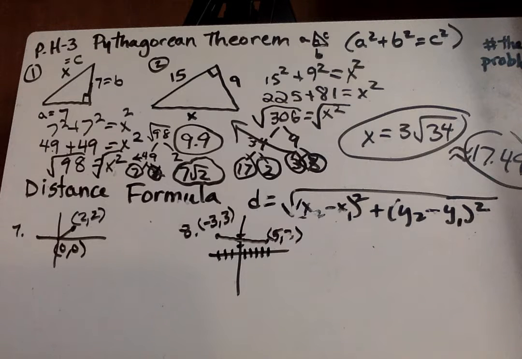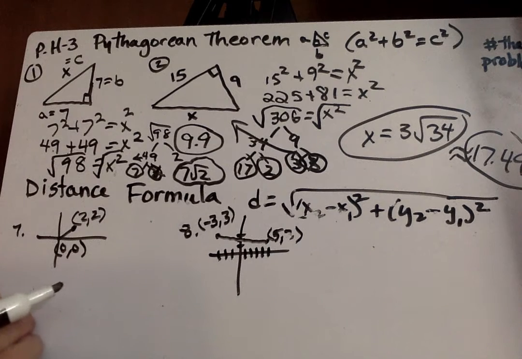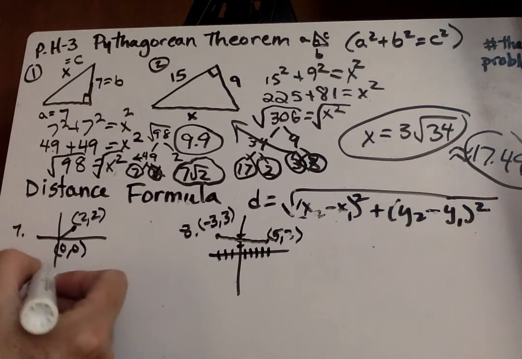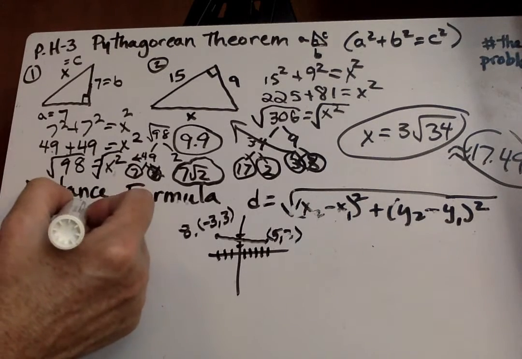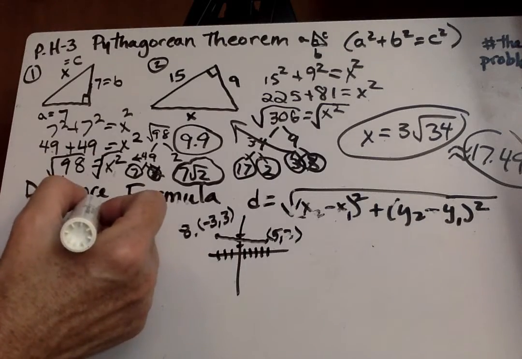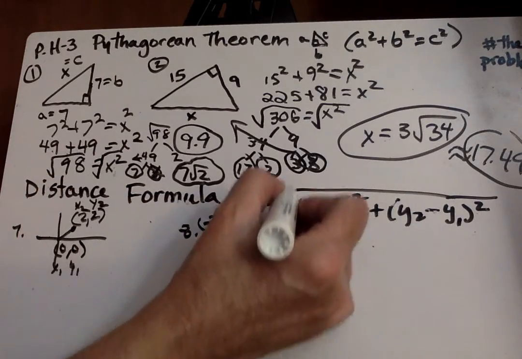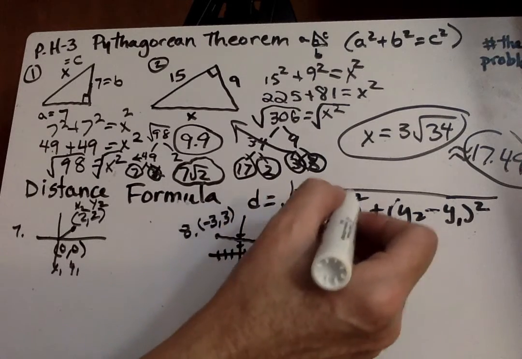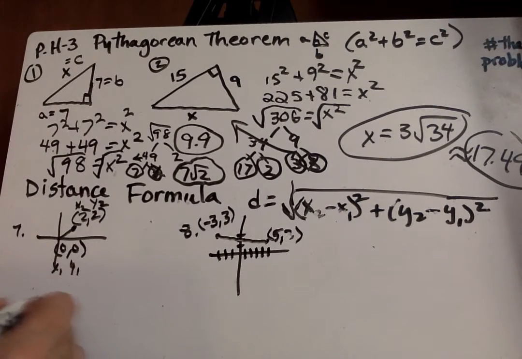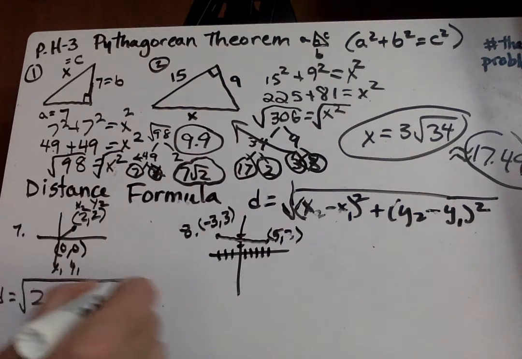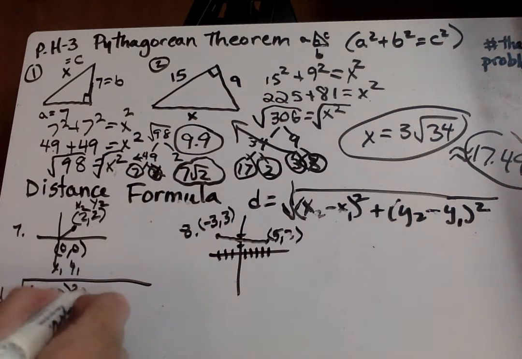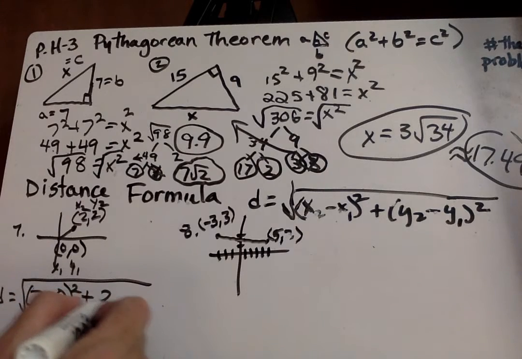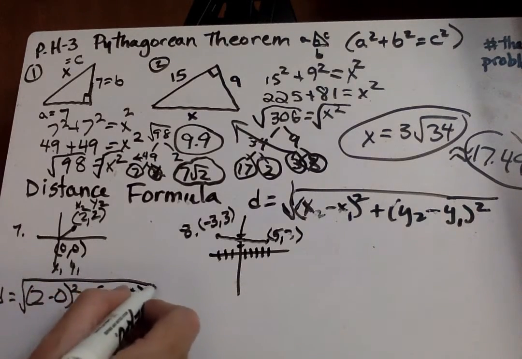Okay. Last one, distance formula. Number 7. Okay, our x1, y1, I'm going to name it zeros, 0. And x2, y2 is at 2, 2. So I use this formula, square root of x2 minus x1 squared. So x2 was 2 minus 0 squared plus 2 minus 0 squared.